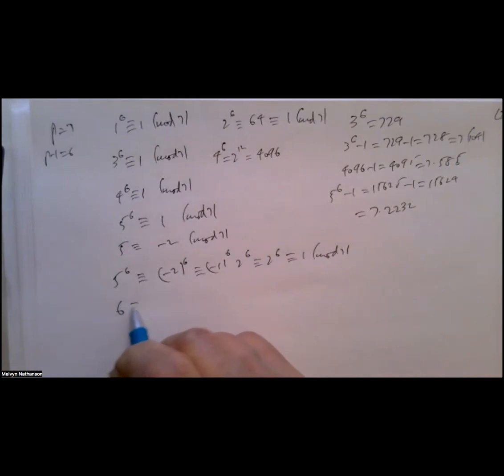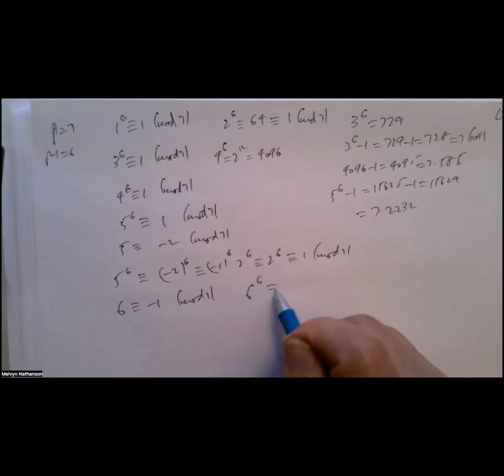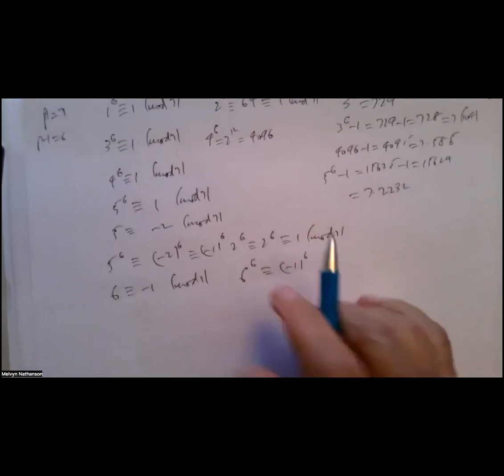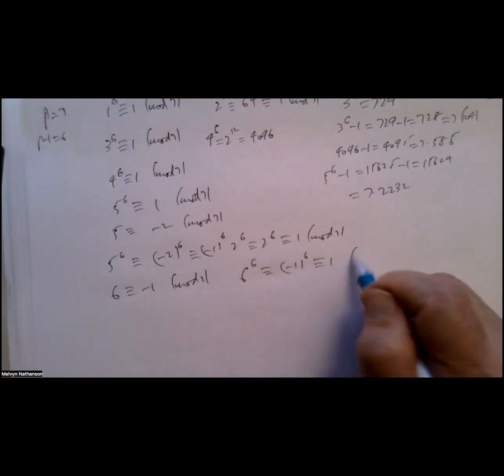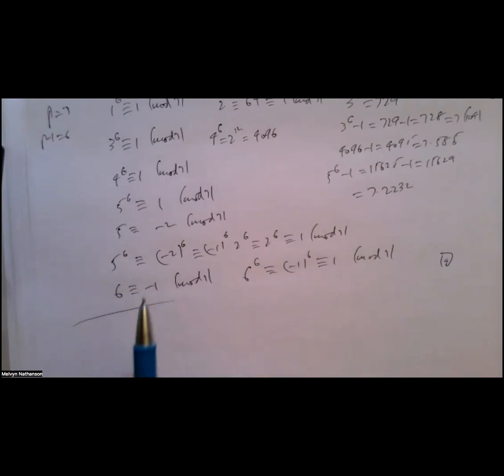And similarly, 6 is congruent to minus 1 mod 7. So 6 to the 6th is congruent to minus 1 to the 6th. Minus 1 to an even power is always 1 mod 7. So I just confirmed Fermat's little theorem for the primes 2, 3, 5, and 7. That's kind of nice. But we want to prove that it's true for all primes.